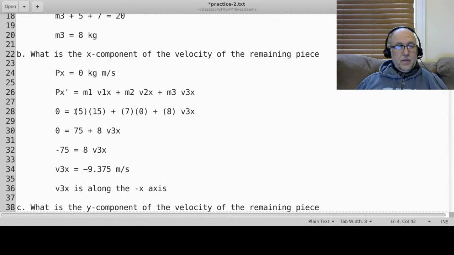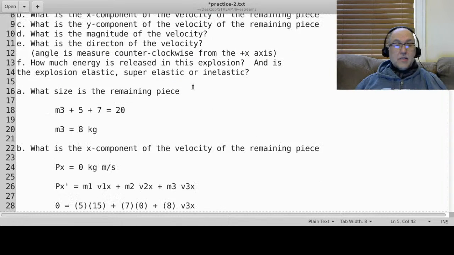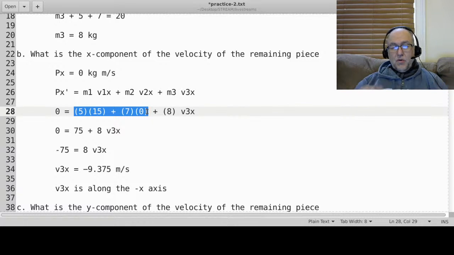So over here, 5 kilogram, 15 meters per second purely along x, 7 kilogram, 0 meters per second along x. That doesn't mean that it's not moving. It's moving at 25 meters per second, but there's no component along the x direction at all. It's purely along the negative y direction. So if it's purely along negative y, purely meaning there's no x component at all, that's why there's a 0 there. So this is what makes it actually an easy problem. It's because they're both along an axis, you don't have to do the sines and cosines to break up the components. That's my variation on this.